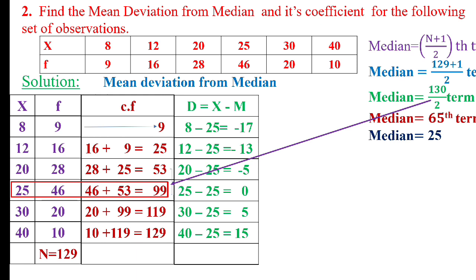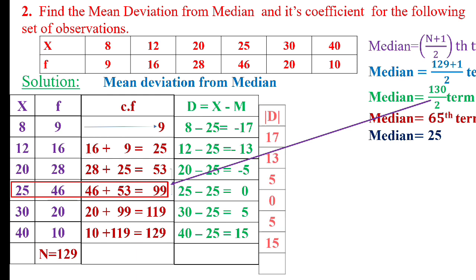Based on that, we are going to take deviations. x values minus median will give the deviation. 8 minus 25 is minus 17. 12 minus 25 is minus 13. 20 minus 25 is minus 5. 25 minus 25 is 0. 30 minus 25 is 5. 40 minus 25 is 15.